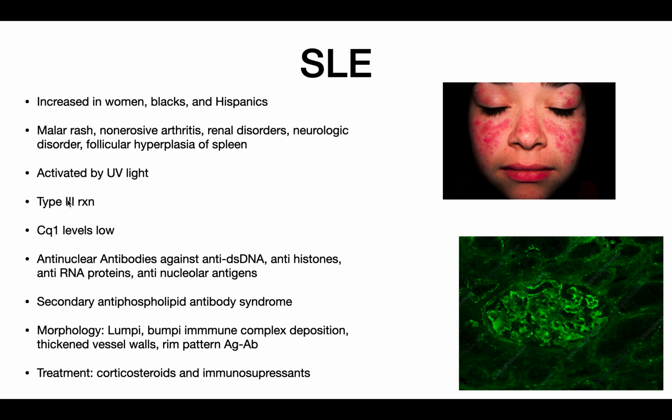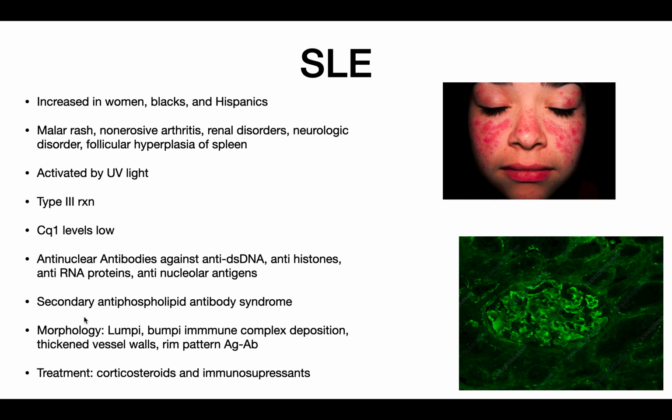So it's going to be immune complex deposition, as you can see here. And look how bumpy it is compared to the other one, where the glomerular nephritis was a lot smoother. If we do blood testing, the C1Q levels are going to be low, and anti-nuclear antibodies are going to be found, along with double-stranded DNA, antihistones, anti-RNA, anti-nucleolar antigens too.